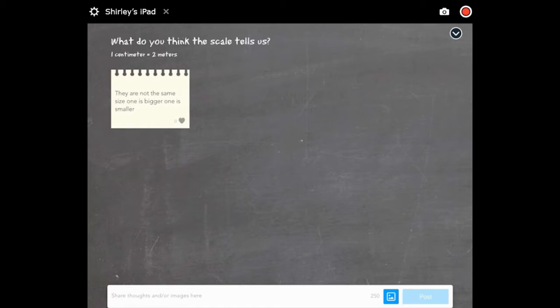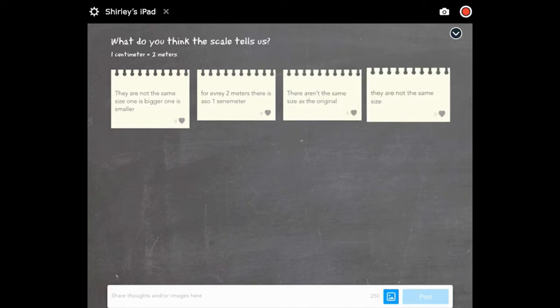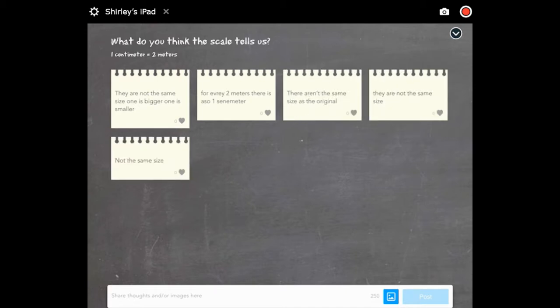Exactly. So it's telling us that the scale drawing and the actual basketball court are not the same size. I love that idea. Every 2 meters, there's also 1 centimeter. We're going to dissect that a little bit once we get some more answers in here. So how can that information help us when we're talking about the actual size of the basketball court? Exactly, yes. That scale is telling us that the picture on my paper is not the same as the original.